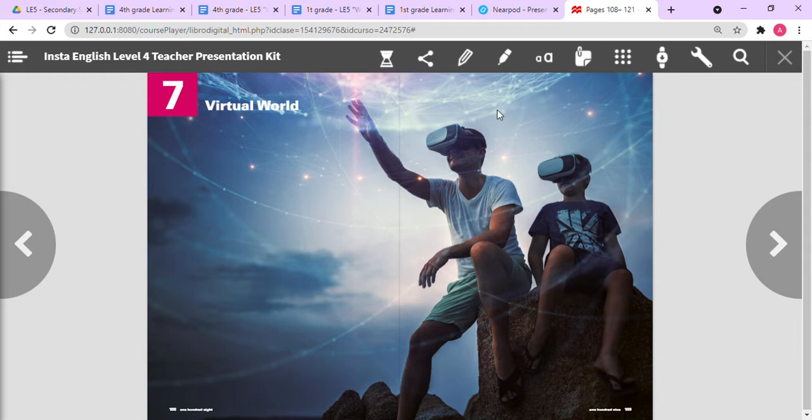In this class we have Unit 7, and we'll start on pages 108 and 109. The title for this unit is Virtual World. First of all, there is a picture. The title says Virtual World. Now tell me, what can you see in this picture?